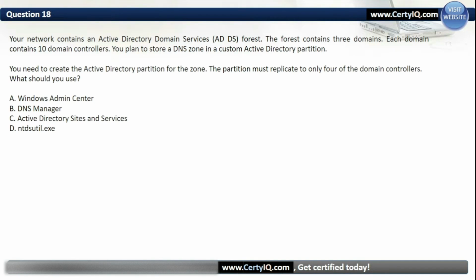Question 18. Your network contains an Active Directory Domain Services forest. The forest contains 3 domains. Each domain contains 10 domain controllers. You plan to store a DNS zone in a custom Active Directory partition. You need to create the Active Directory partition for the zone. The partition must replicate to only 4 of the domain controllers. What should you use? Our options are A.